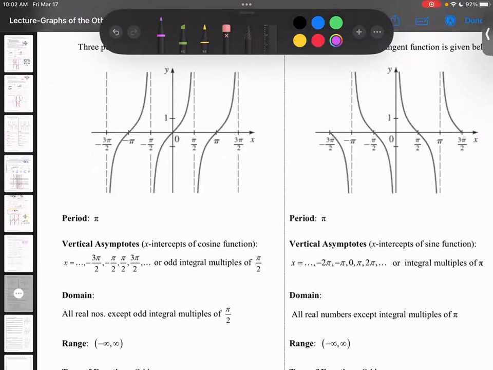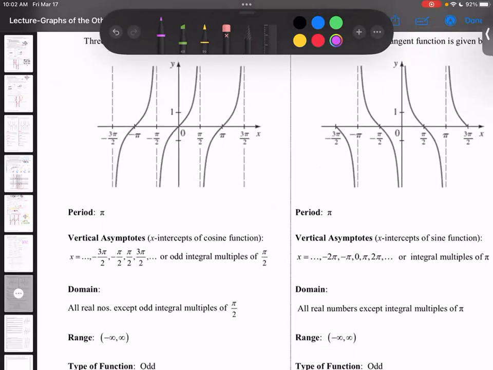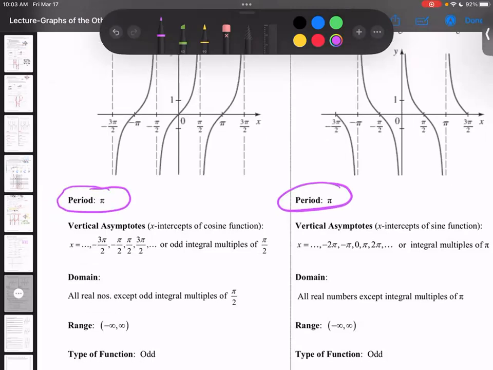So here are the characteristics of tangent and cotangent. Kind of like cosecant and secant, they're similar, right? They're just slightly different. The period for tangent, as we proved earlier, is pi. The same thing for cotangent, it's also pi. The vertical asymptote is at the odd multiples of pi over 2.